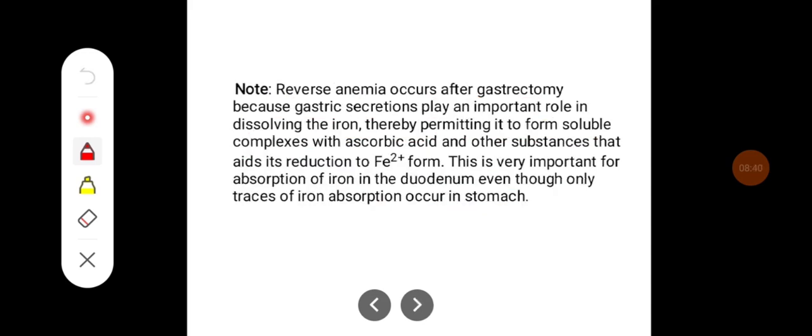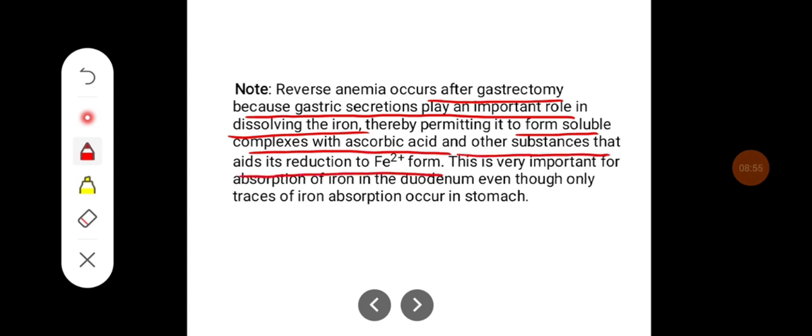Anemia also occurs after gastrectomy, because the gastric secretion plays an important role in dissolving the iron, thereby permitting it to form soluble complexes with ascorbic acid and other substances that aid in its reduction to the ferrous form. This is very important for absorption of iron in the duodenum, even though only traces of iron absorption occur in the stomach.